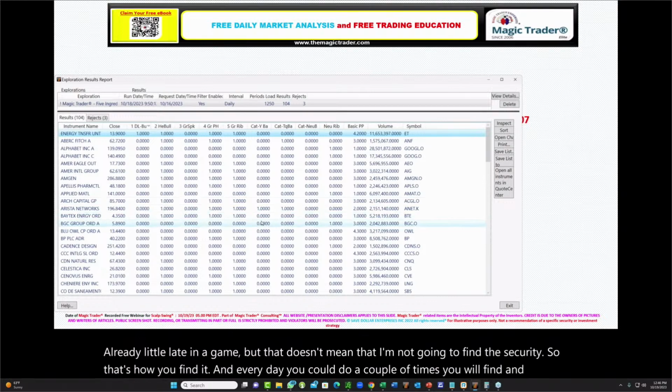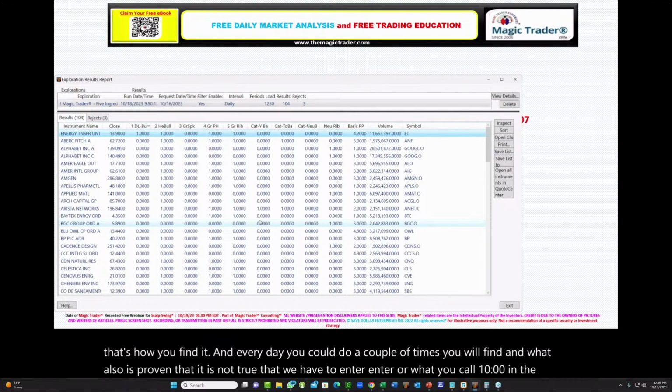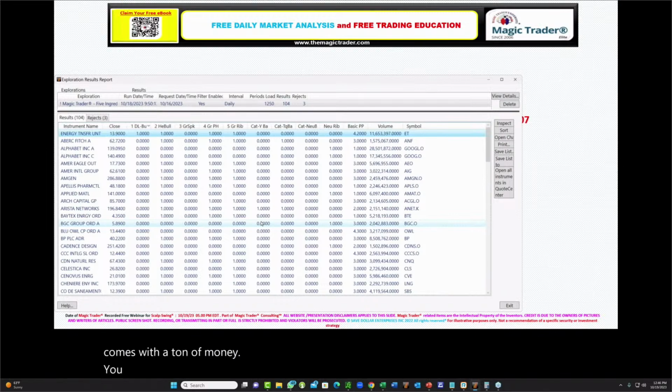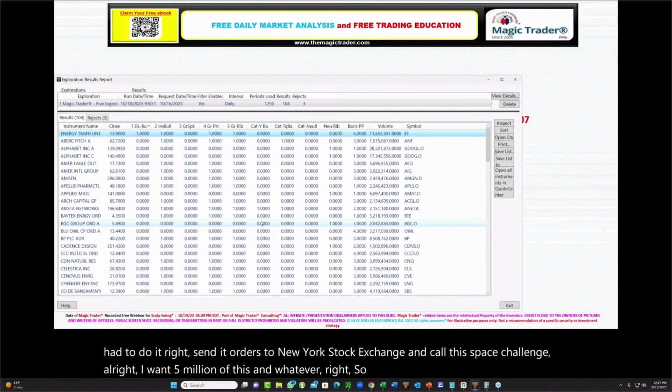And what is also proven is that it is not true that we have to enter at 10 o'clock in the morning. Opportunity comes, and as the S&P future grows, a lot of people on the sideline come with a ton of money. You don't know. Some people, and we were taught on Wall Street too, put the order 50 minutes before the market close, because we were doing hedging. So I had to do it, send orders to the New York Stock Exchange, call the specialist: all right, I want 5 million of this and whatever. So basically, it is not true.